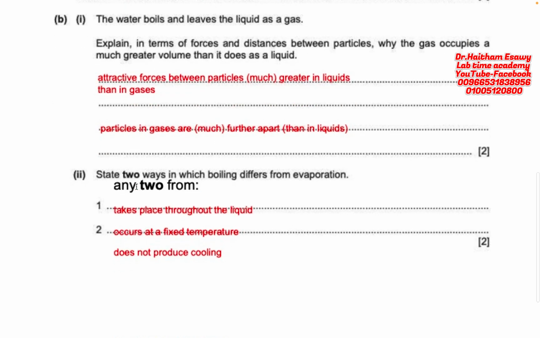B(ii). State 2 ways in which boiling differs from evaporation. Actually, we have a big difference between boiling and evaporation. Boiling happens at a specific temperature, which is the boiling point, whereas evaporation happens at any temperature below the boiling point. Boiling happens throughout the liquid, but evaporation happens at the surface of the liquid, where the most energetic molecules escape from the surface. I'm talking about boiling: it takes place throughout the liquid, occurs at a fixed temperature, and does not produce cooling.